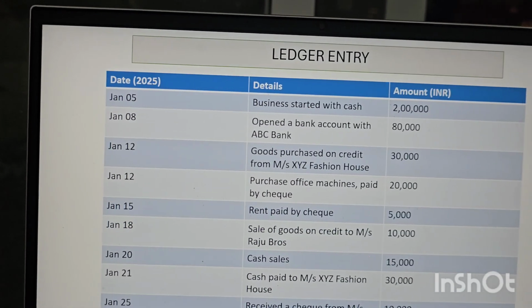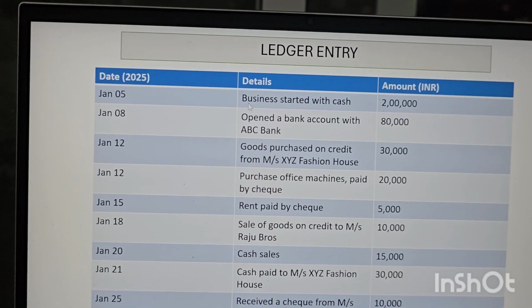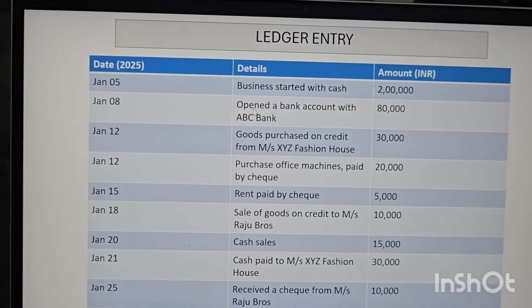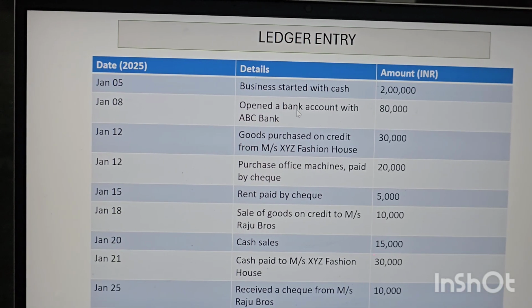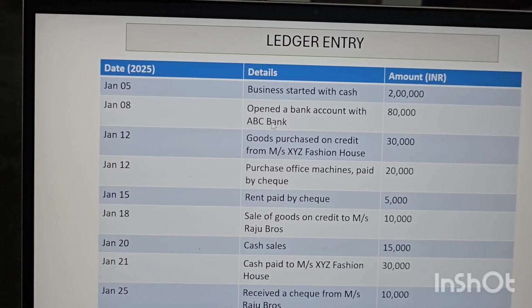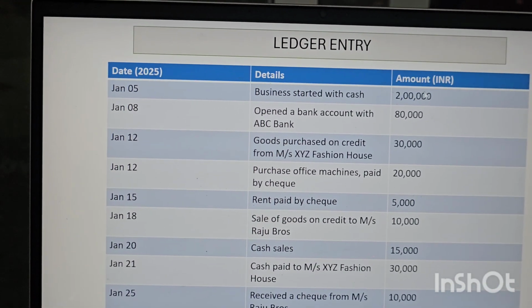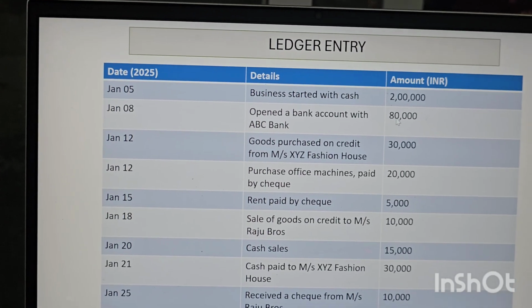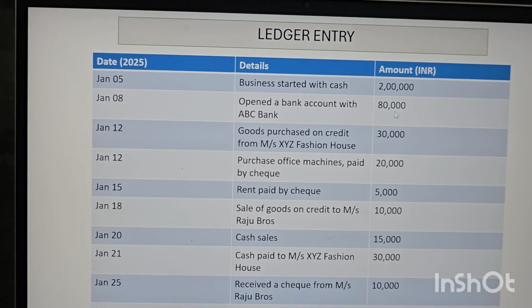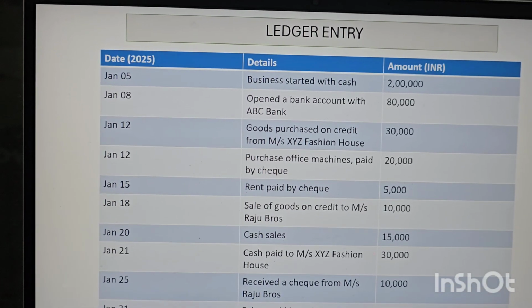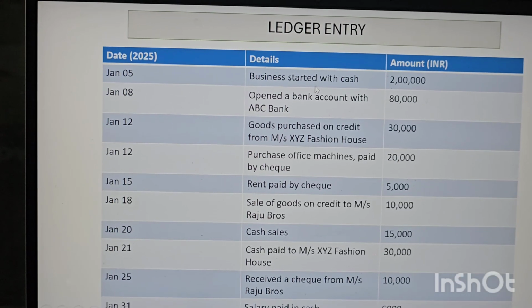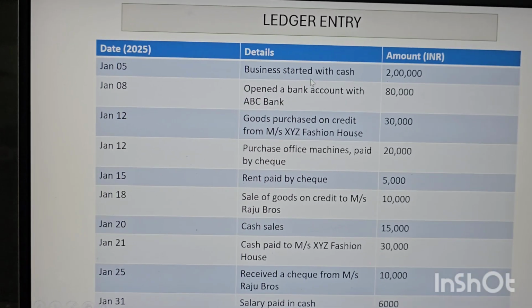What is the next transaction that has happened? The next transaction is opening of an account in the bank of ABC. An account has been opened in ABC bank. Say, for example, the amount is 80,000. So with an amount of 80,000, a bank account has been opened. What should be the journal entry?